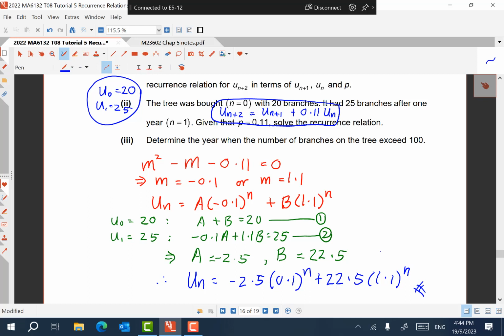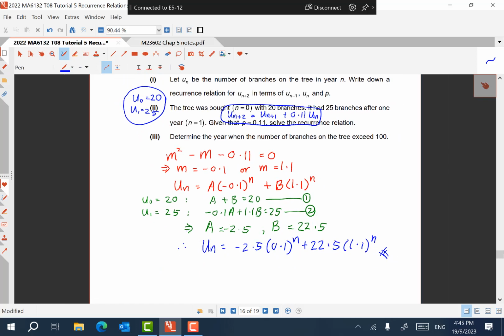And now to answer part 3 entirely, let me hear from the floor. Okay, Chenjet, what would you do to solve part 3 entirely? Chenjet says equate the U(n) to 100, and then Chenjet go on. How do you solve this equation?